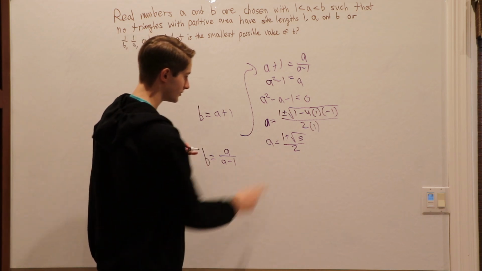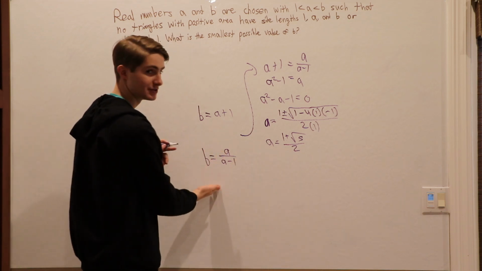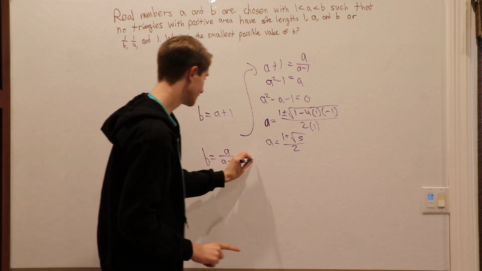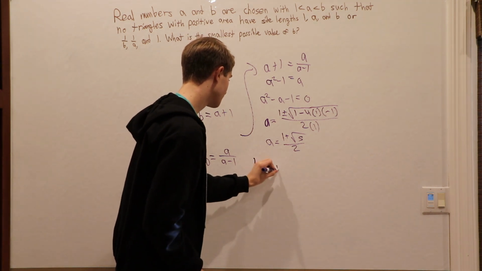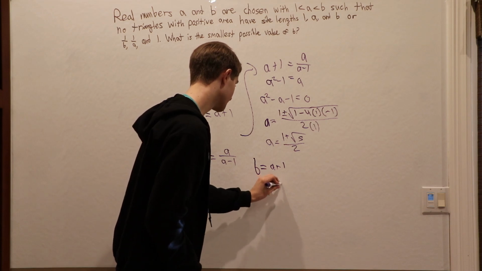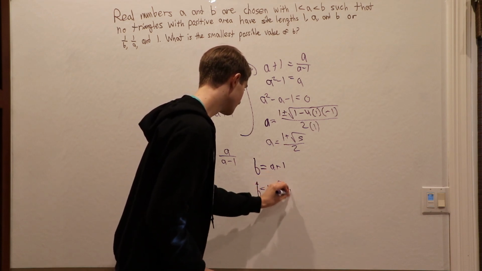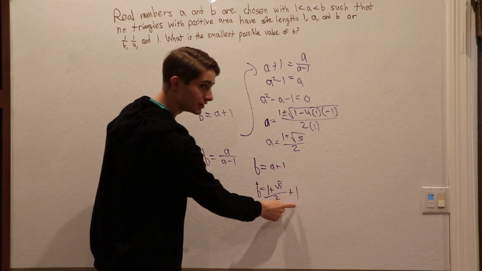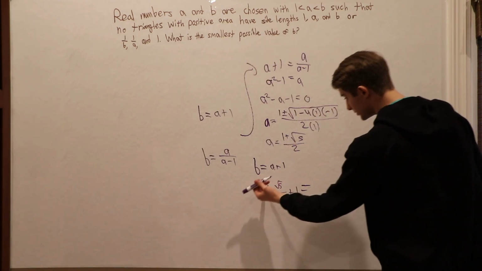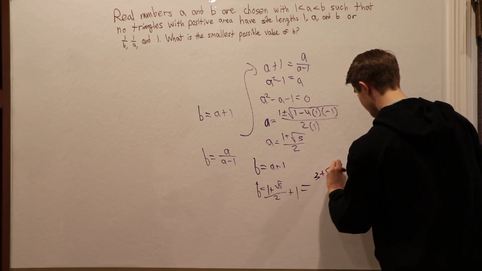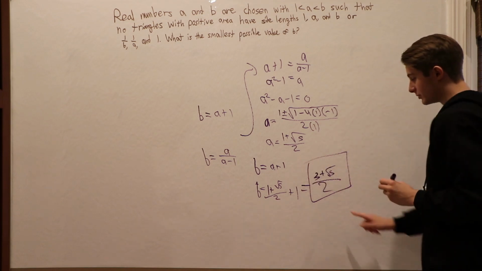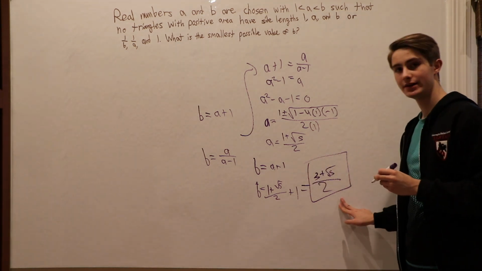And now that we have this, all we need to do is plug this into one of our equations and solve for b. This one's a little complicated to deal with, but we can easily use this. We get b equals a plus 1, so that means b is equal to 1 plus the square root of 5 over 2 plus 1. Since 1 is 2 divided by 2, we can write this as 2 plus 1 is 3 plus the square root of 5, and then all divided by 2. That is the smallest possible value of b, and that is our answer.